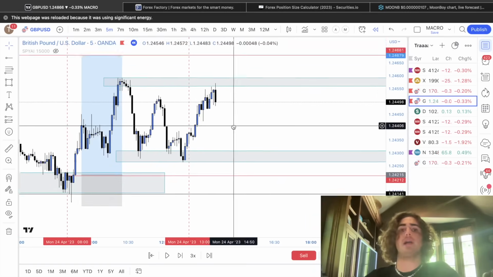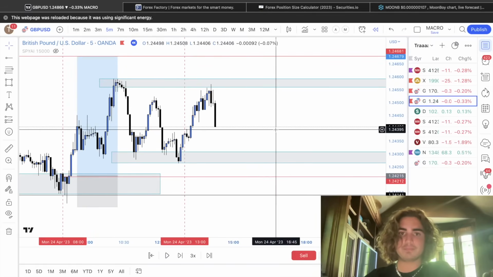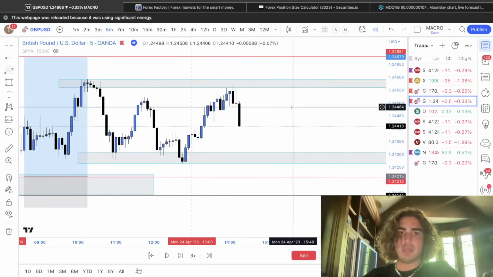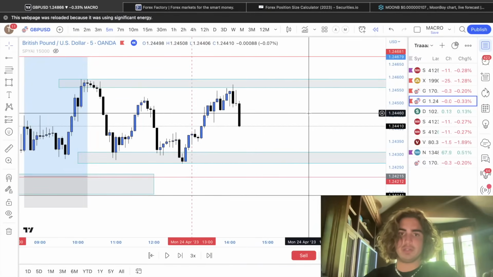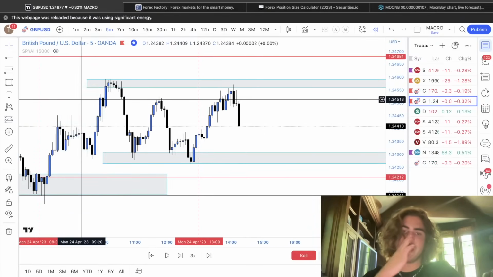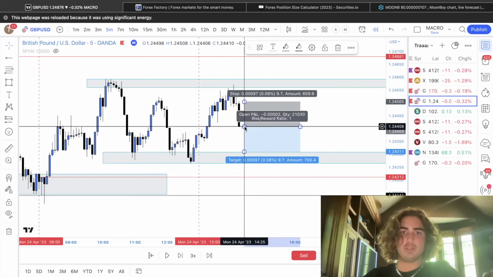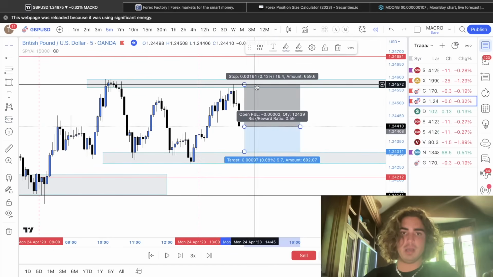What are we doing? We're tracking the lows. We're looking for a break of structure. So we'll play this more. Okay, boom. We do get a break of structure right here. So at that point, I would just cut this long. Goodbye.